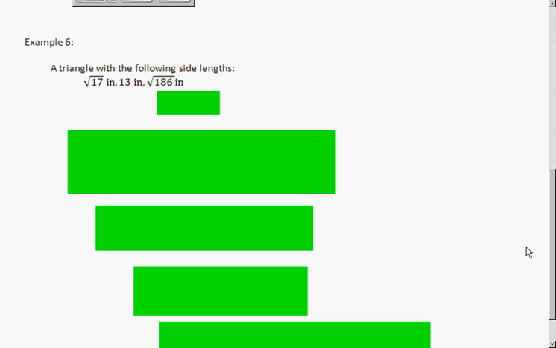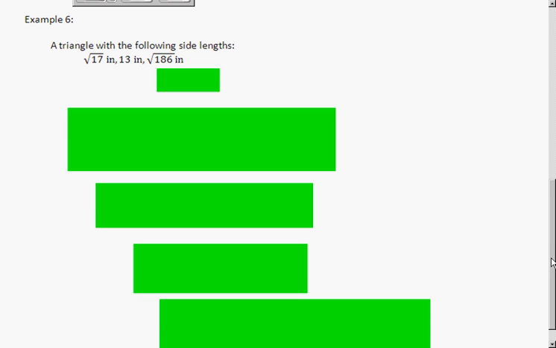Example 6. I'm going to have you go ahead and give example 6 a shot. It's very similar to example 5. When you come across this, the first thing that I would do is determine what is side c. What is the longest side? Because that is side c, your hypotenuse.